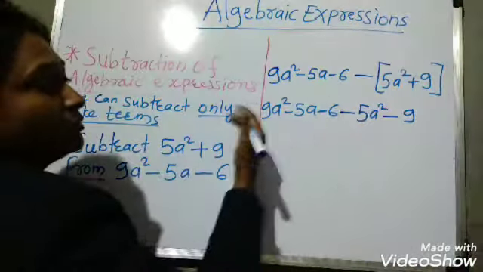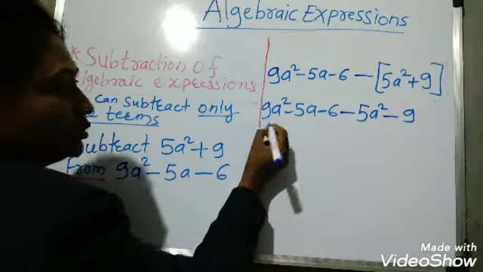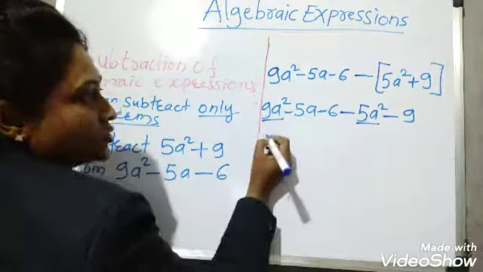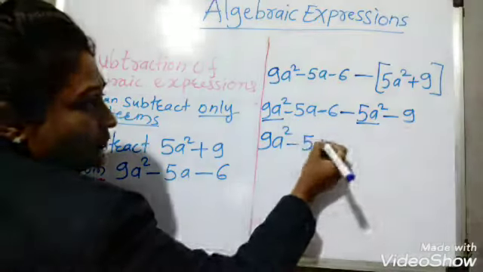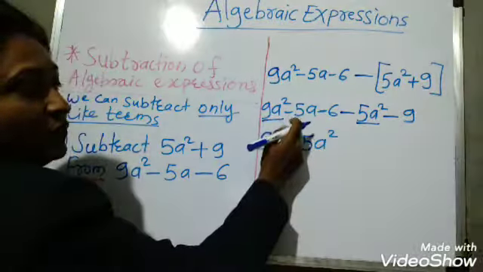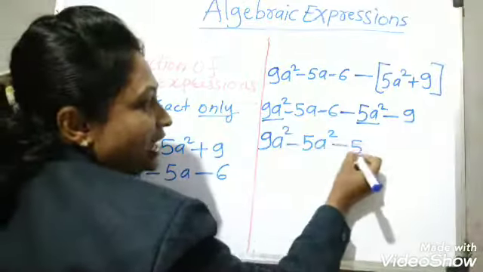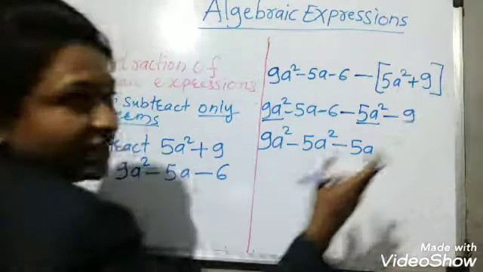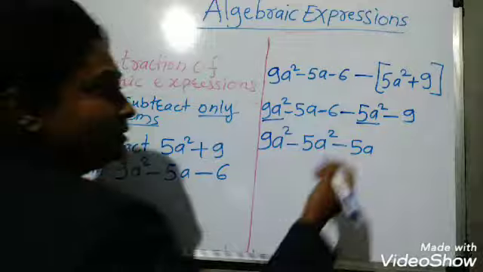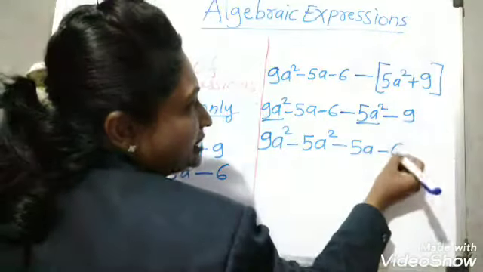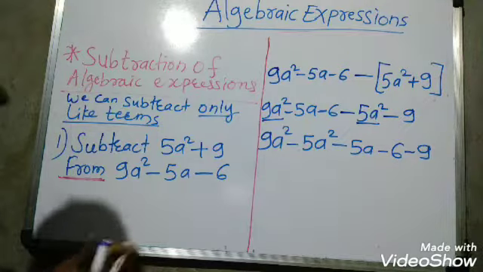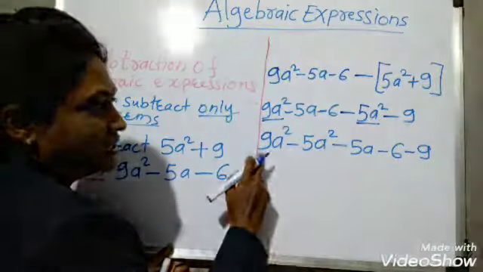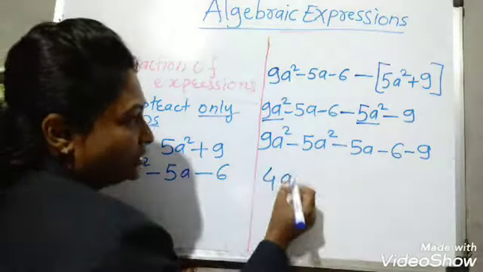Now like terms we will take together. Here a square and here also a square, so like terms: 9a square, with sign you have to take, minus 5a square. Now minus 5a. Again a is not there anywhere, meaning it does not have any pair of like term, so keep as it is. And now -6 -9. Now you can add or subtract. Different sign is there, so subtraction. 9 minus 5, it is 4a square.